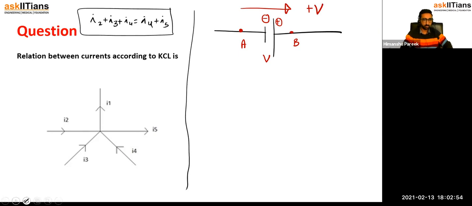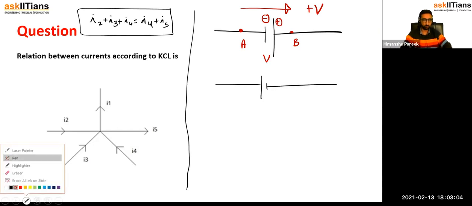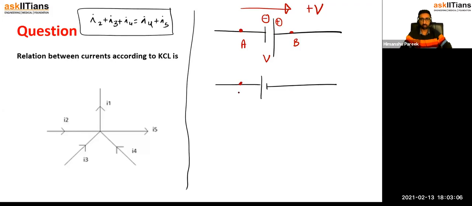All right. Similarly, if I take another example where I go from higher to lower. So suppose I go from higher to lower. So this is the higher potential and this is the lower potential. Now if I walk in this direction, I explained that when you go from lower to higher potential, you have to write plus V. And when you go from higher to lower potential, it will be minus V.